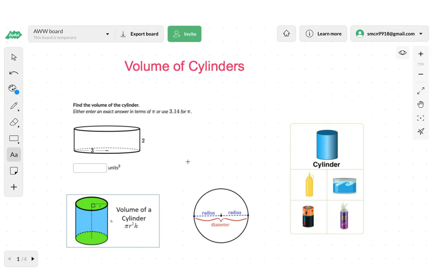And something important to notice, I'll put it up here. So when I read the question, it says find the volume of the cylinder. You're going to either enter an exact amount in terms of pi or use 3.14. So I'm going to show you both ways. I'm going to show you first when they're telling you to use 3.14, you have to use it. All right, so I'm going to start with the formula.